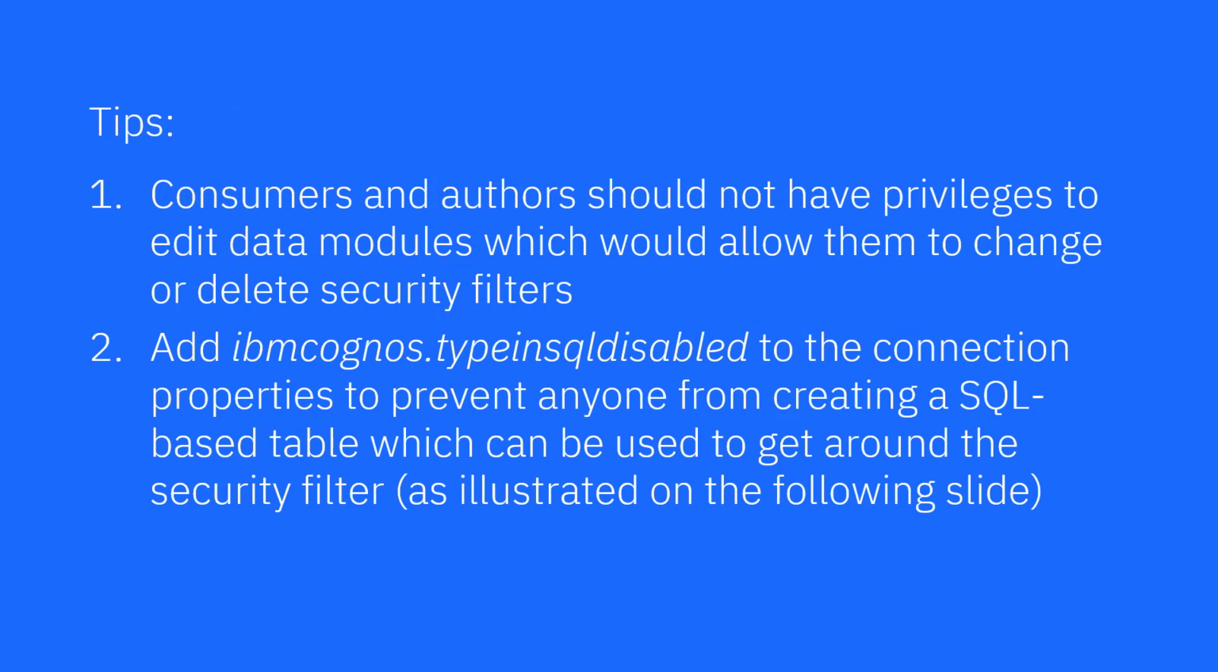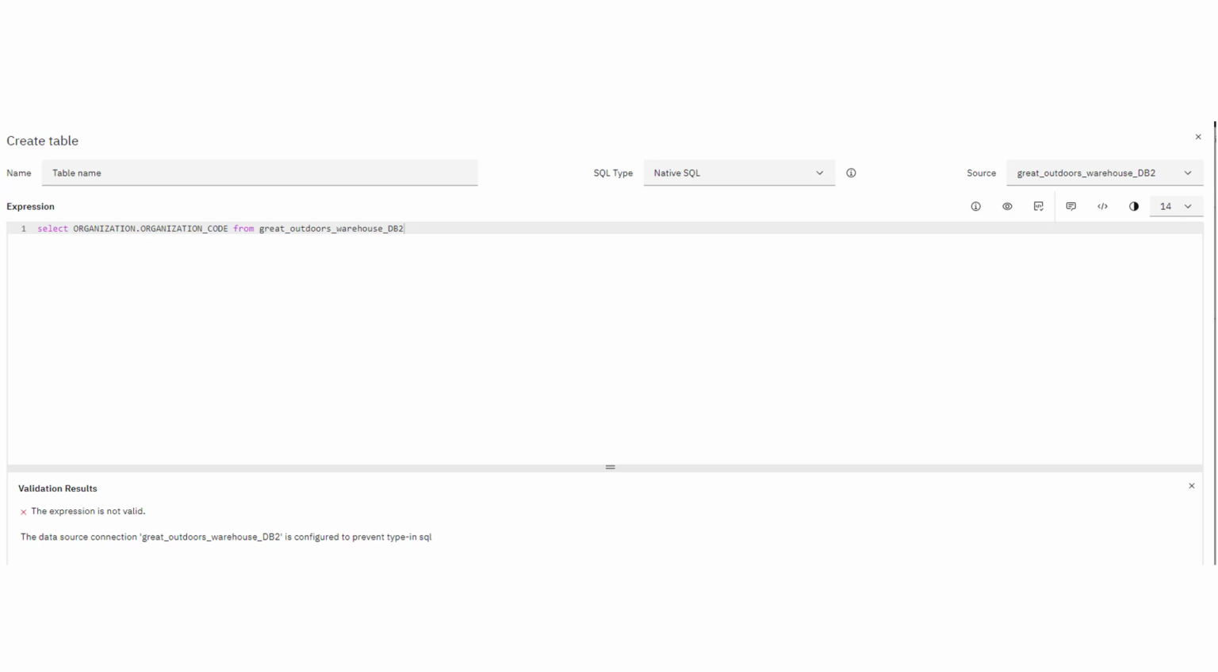Here are some tips for implementing security. Consumers and authors should not have privileges to edit data modules, which would allow them to change or delete the security filters. And you can add IBM Cognos type-in SQL disabled to the connection properties to prevent anyone from creating a SQL-based table, which could be used to get around the security filter. And those results are illustrated in the following slide. Here you can see where someone has tried to create a table and the resulting message when type ahead is turned off.